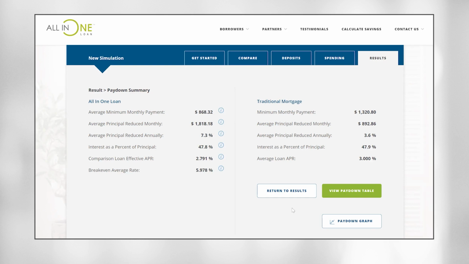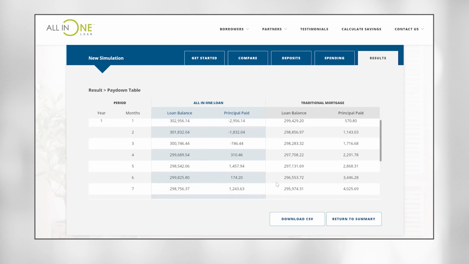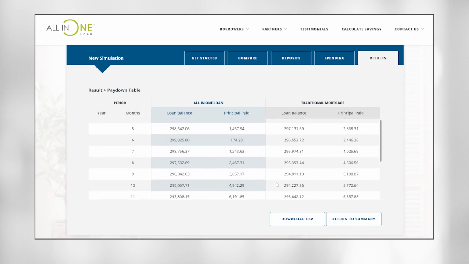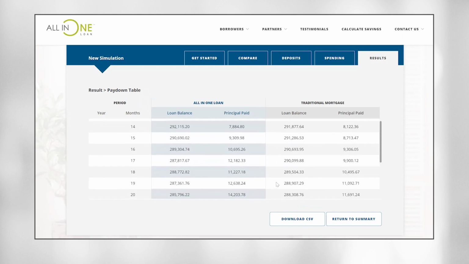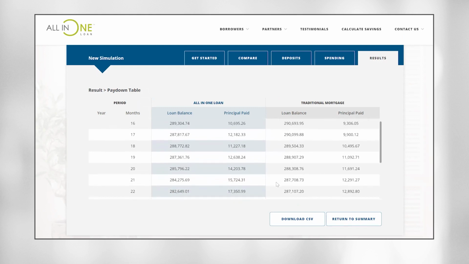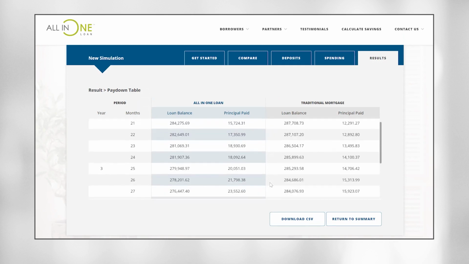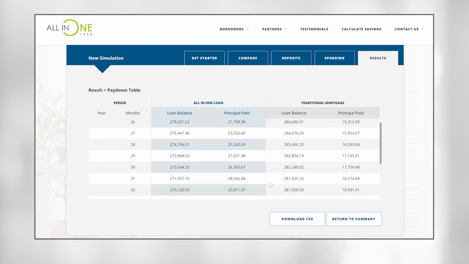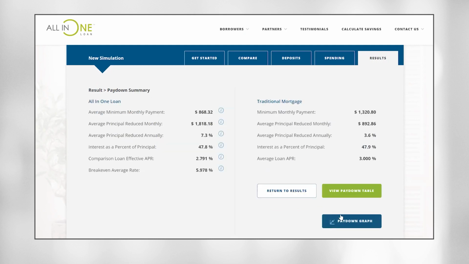Let's go to a pay down table real quick. And I just want to kind of highlight how this works. And I'm just going to go down to 12 months. And then we'll scroll down a little bit more to 24 months. And you can start to see how the all-in-one loan is starting to get paid down a lot quicker than the traditional mortgage. Go to 36 months. And you can see it's really starting to give you more equity quicker, right? Now let's return to summary.